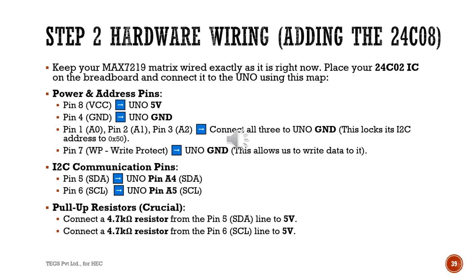The I2C communication pins. Pin 5 of EEPROM is connected to pin A4 of UNO. Pin 6 of EEPROM is connected to pin A5 of the UNO. Pull-up resistors are crucial. Connect a 4.7 kilo ohm resistor from pin 5 of EEPROM to plus 5 volt. Repeat the same for pin 6 also. These pull-up resistors are needed for error-free data communication.